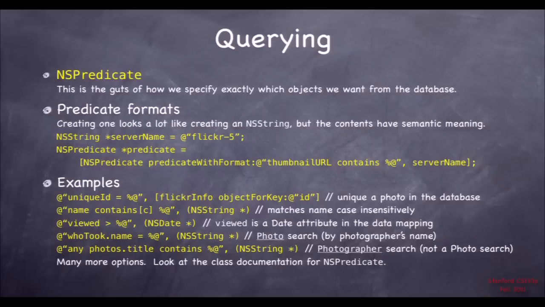There's contains. Contains just means is a substring, but also notice the little square bracket c. That means case insensitive. So that's a case insensitive substring search. There's also greater than and less than, especially useful for dates and integers. So here I'd be saying viewed greater than some date. It gives me all the objects where the viewed attribute, which would be some attribute that's an NSDate, satisfies that.